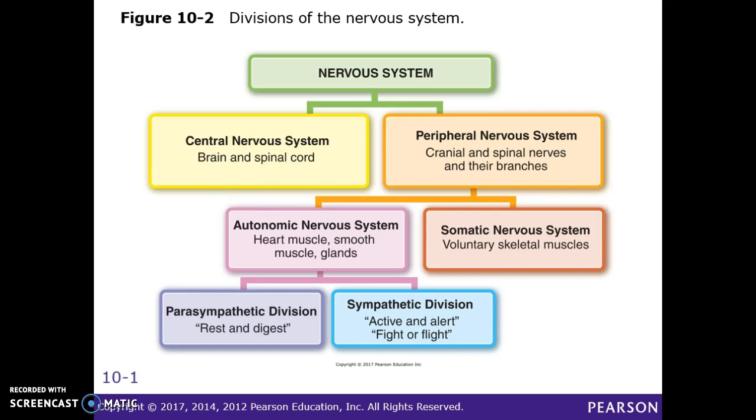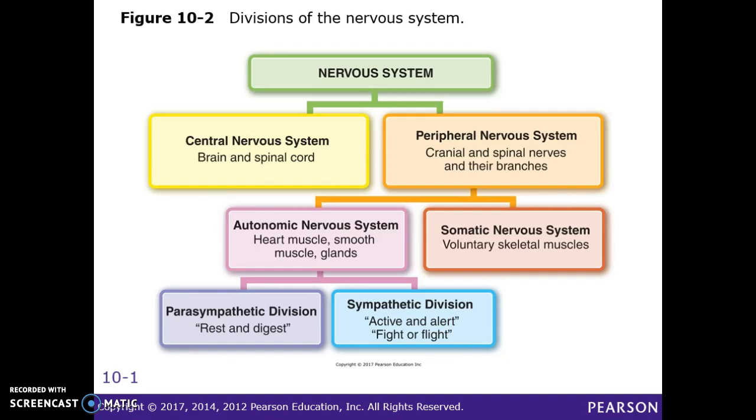Now, the autonomic nervous system is just what it sounds like. These are things that automatically happen. So when we talk about the autonomic nervous system, these are the things that happen that we don't have to think about. So I don't have to think about making my heart beat. I don't have to think about those types of things. So that's what the autonomic nervous system is. And that nervous system is broken down again into two pieces, what we call the parasympathetic and the sympathetic.